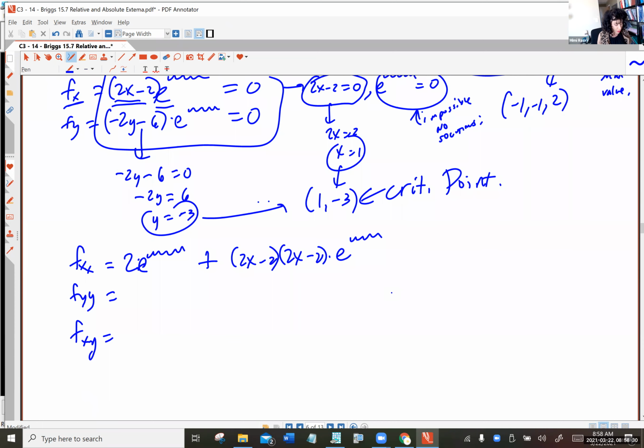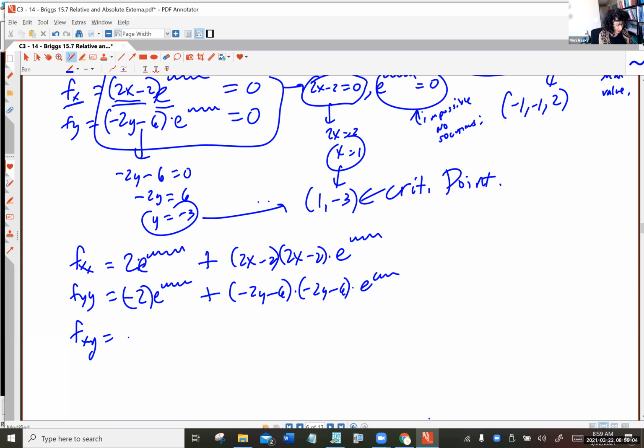Now, what about fyy? Do the product rule on fy. So you're going to do the derivative of negative 2y minus 6 with respect to y. So you'll get negative 2 times the exponential e to the blah, blah, blah, plus the negative 2y minus 6 times the derivative of the exponential with respect to y. But you already know that's negative 2y minus 6 times e to the blah, blah, blah. Fine. Now, finally, get fxy. Good news, you don't need the product rule.